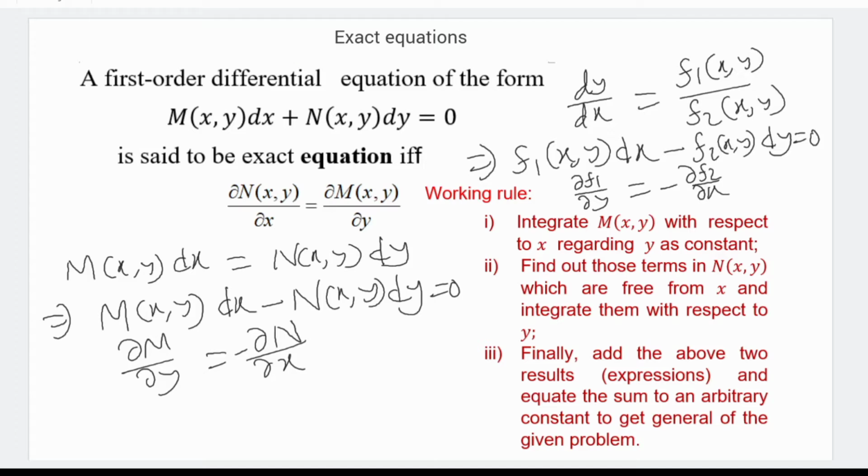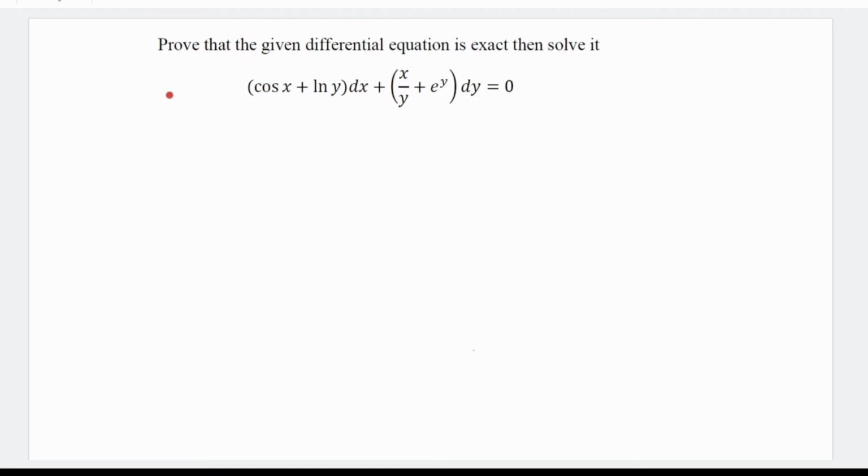In the next slide, I will show you one example. Let us consider this example. Here M equals cos x plus ln y, and N equals x by y plus e power y.